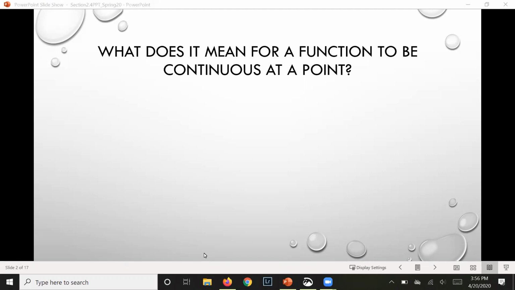I want us to just stop and think about this, because maybe some of us have heard this term continuous before. Even if you don't know what it means in the mathematical sense, think about what it would mean in the outside world, in the real world. What would it mean for something to be continuous? Maybe like never stopping, continually going, something along those lines. That's what it means in terms of English. So what does it mean for math?